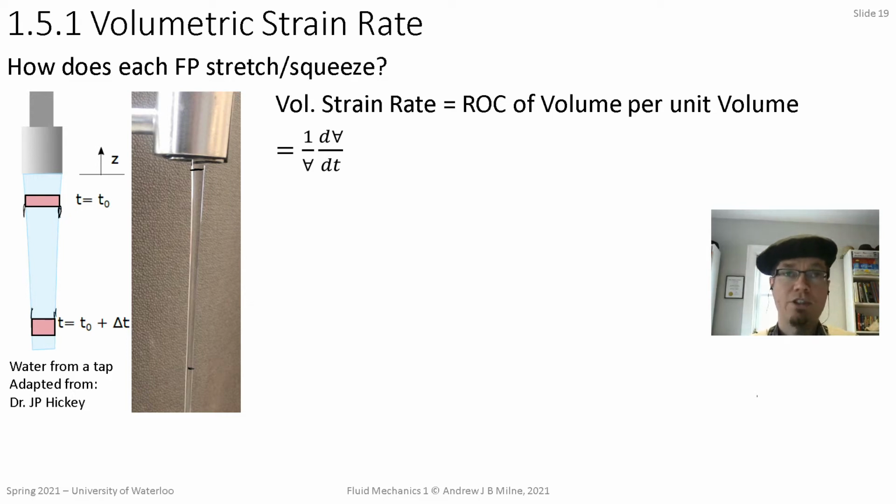And this has to do with volumetric strain. So volumetric strain rate is the rate of change of the volume per unit volume. So its hard and fast definition is 1/V dV/dt.